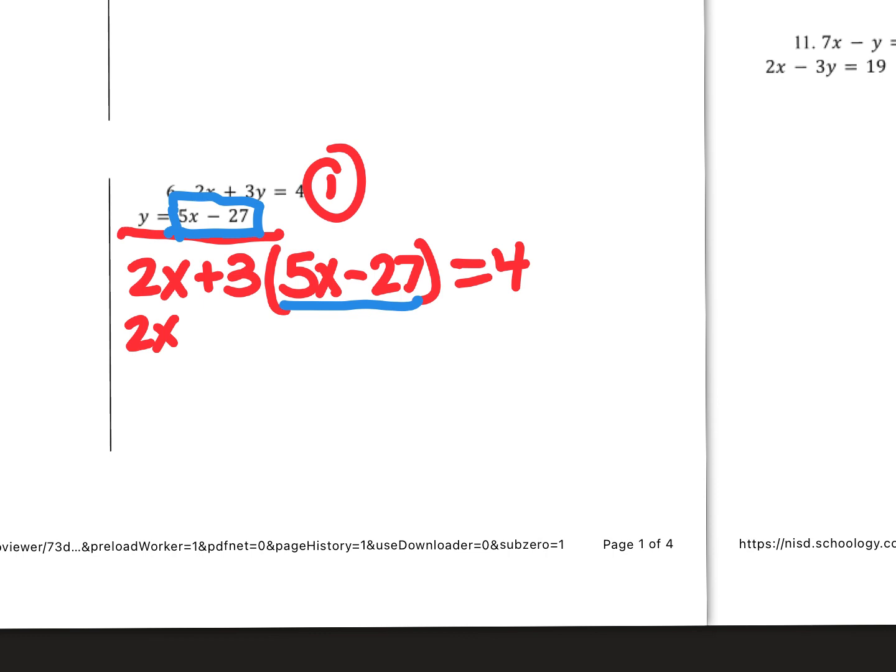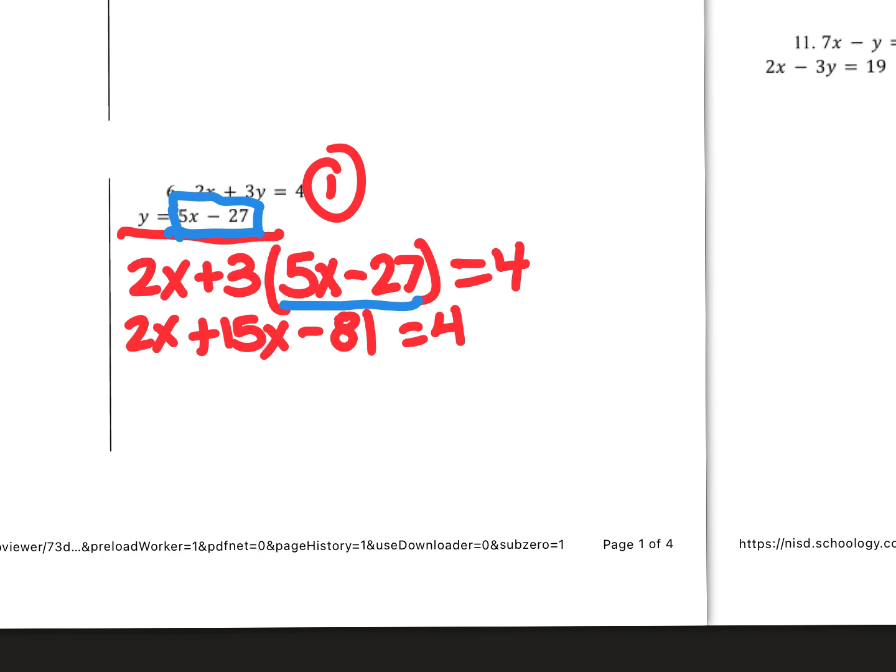So the first step, I'm going to distribute. So 3 times 5x is positive 15x. Then I have 3 times negative 27. And it's okay. Take out your Desmos. Plug it in. 3 times negative 27. Did you get negative 81? Okay, check me. And then I just bring down my equals and my 4. Okay. So that's my D.